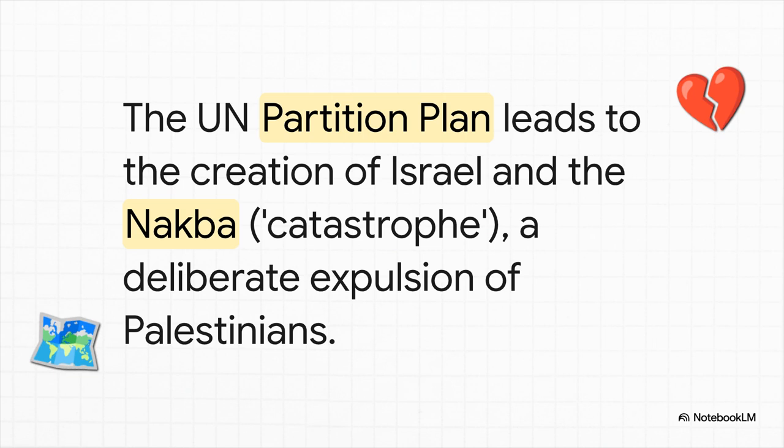The second declaration of war, according to the book, hits in 1948. So the UN comes up with this plan to partition the land, the State of Israel is established, and for Palestinians, this event becomes known as the Nakba, which means catastrophe. The book argues this was the deliberate and violent expulsion of most of the Arab population.